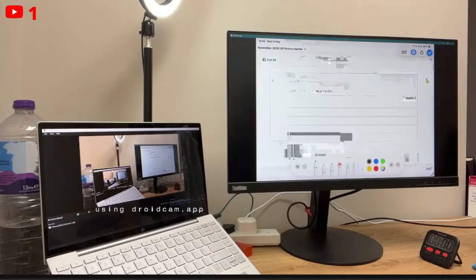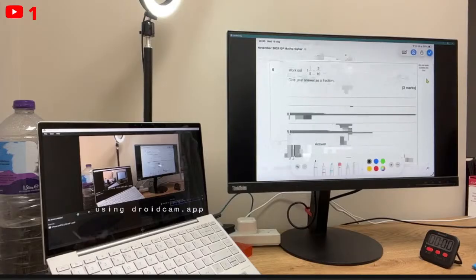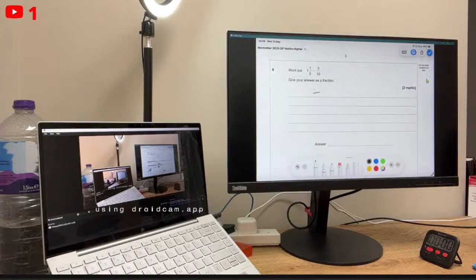Work out 1 over 1/5, take away 3 over 10, give your answer as a fraction. Okay, well, so it's going to be 6/5, take away 3/10. You can do keep, flip, change, or keep, change, flip, or whatever you want to do. KCF, KFC, you get the point. So 6/5 times 10 over 3. 60 over 15. Question mark?